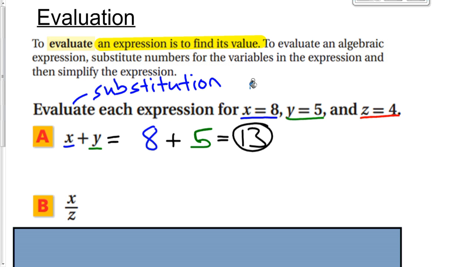All right, we'll do the same thing for letter B. Again, I know x is 8 and z is 4. Now we have 8 divided by 4, and we get 2.